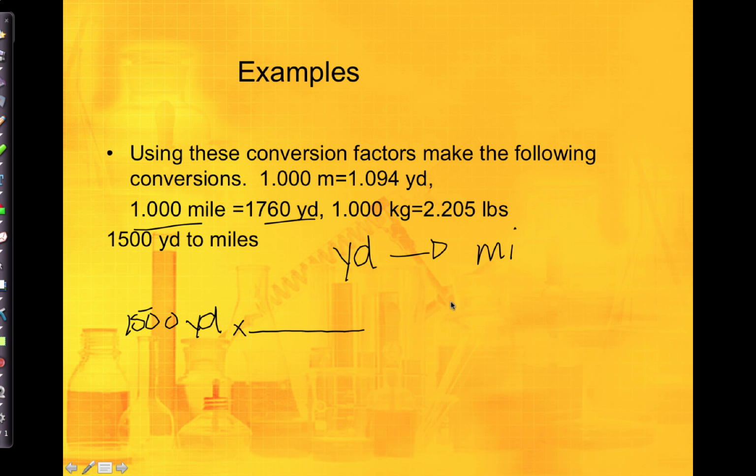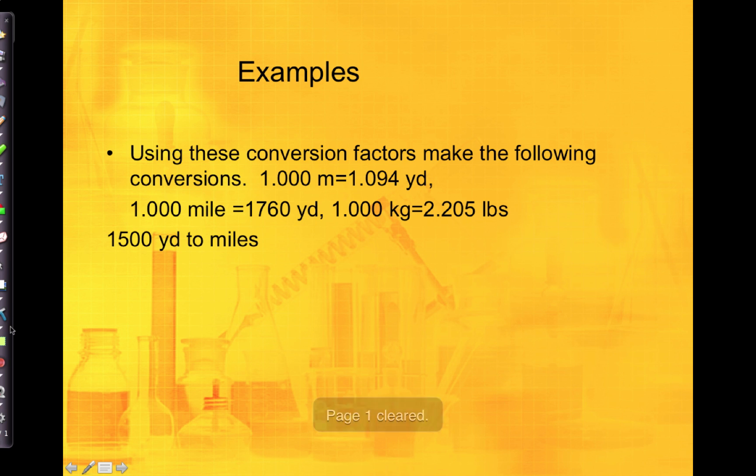Set it up. Unit that I want goes on the top. Unit that I have comes to the bottom. And it says 1 mile, so the 1 goes with the mile, is equal to this many yards. So 1760 goes with the yards. 1,500 times 1 divided by 1760 should give me 0.85 roughly. And then that's miles. Alright, let's do another one.